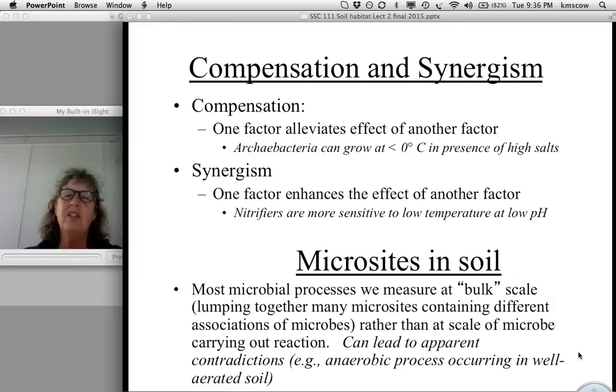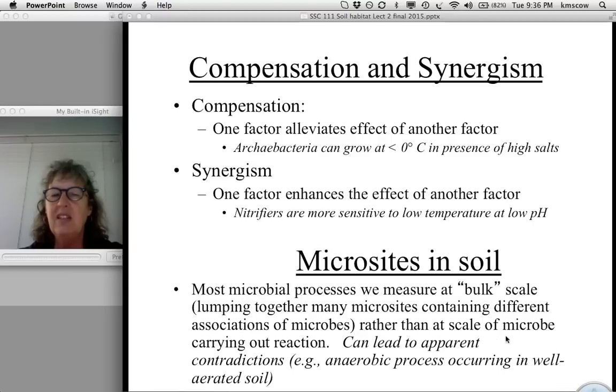Another really important, interesting thing about soil, again, has to do with scale. A lot of microbial processes that we're going to measure in soil are measured at a bulk scale. That means we're not measuring it at the scale that the bacterium, for example, is living at. It's not going to be a measurement at a 1 micron scale usually. Instead, we're going to be lumping together many different microsites containing different sorts of physical, chemical habitats, microenvironments, and also different associations of microbes.